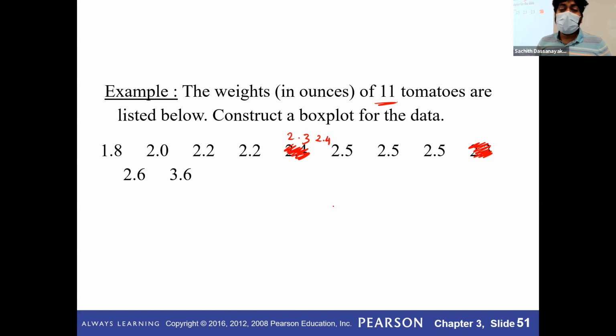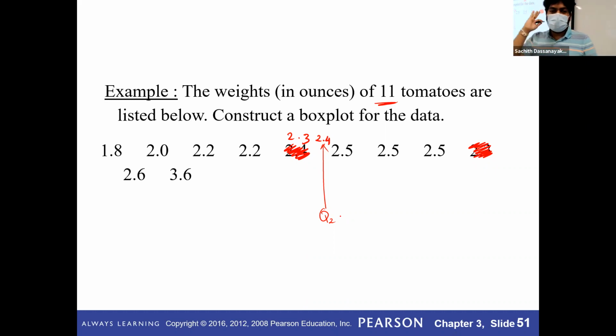Now what? First step, find the Q2, the median. Here we have 11 numbers, which means an odd number of observations. So 11 plus 1 is 12, divided by 2 is 6. The 6th position is your median. 1, 2, 3, 4, 5, 6. This is your median. N plus 1 divided by 2, N is 11 given. So 12 divided by 2, the 6th position, not the value, the 6th position. So 1, 2, 3, 4, 5, 6 is 2.4.